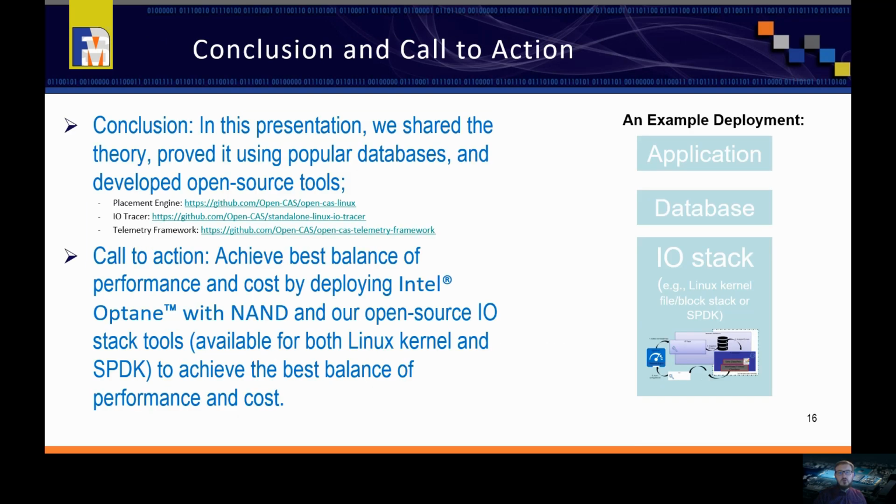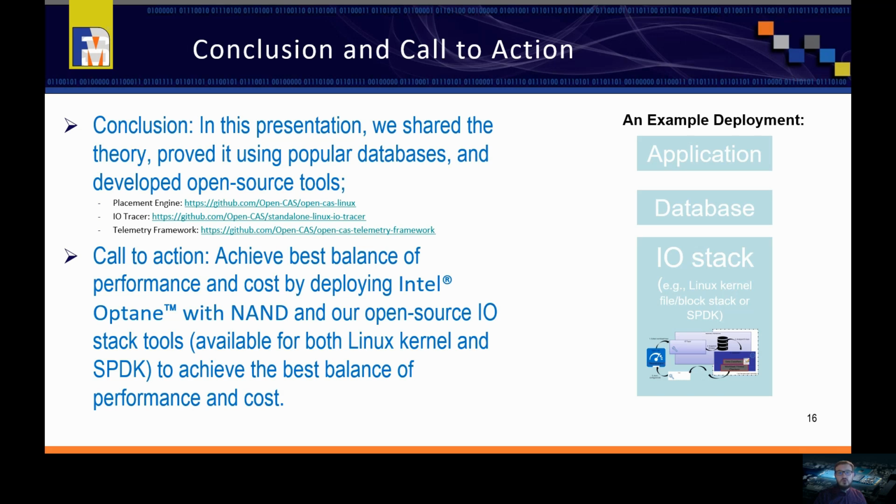Now, let me conclude this presentation. We shared the theory of how to distribute the workload between Optane devices and NAND devices. It allows you to get higher endurance for the entire storage solution, as well as higher performance numbers for your workloads and applications. We proved it is working for popular databases.